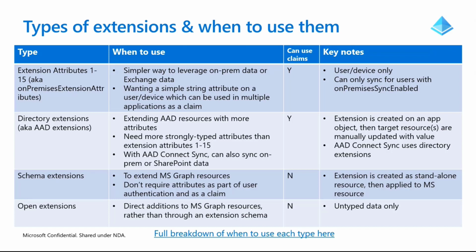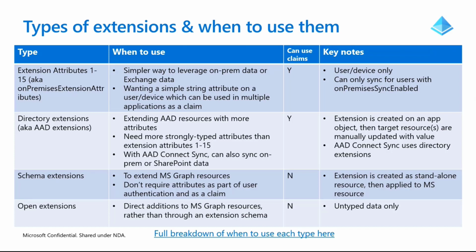The third type is schema extensions, which is essentially used to extend MS Graph resources, including user and group. But it's a little bit different than directory extensions in that in MS Graph, there is a schema extension first class resource, and you can do /schemaExtensions to see all your schema extensions. You interact with the schema extensions to create a new schema extension. So essentially, it's its own resource rather than being associated to an application object.